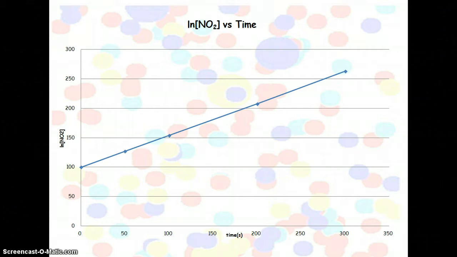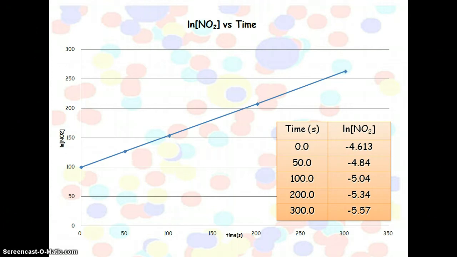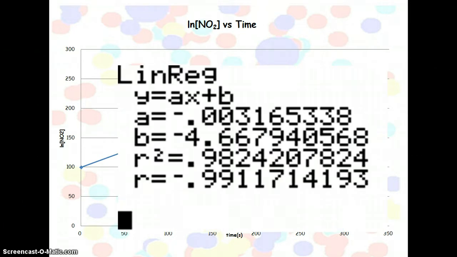All right, now we graph the natural log of the concentration versus time. And again, it looks linear, but when you run the regression analysis, you see that it's close to linear, but not quite. So our r squared is 0.9824 this time. Let's go ahead and take it one step further into the 1 over concentration versus time graph to see if we can get an r squared value that's closer to 1.